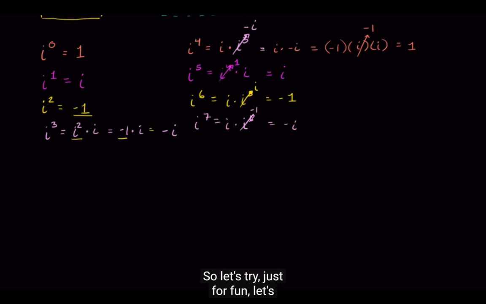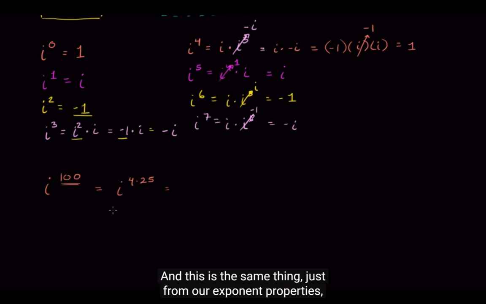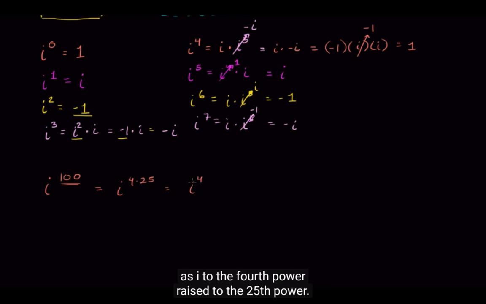So let's try, just for fun, let's see what i to the 100th power is. And the realization here is that 100 is a multiple of 4. So you could say that this is the same thing as i to the 4 times 25th power. And this is the same thing, just from our exponent properties, as i to the 4th power raised to the 25th power. Right? If you have something raised to an exponent and then that is raised to an exponent, that's the same thing as multiplying the two exponents.